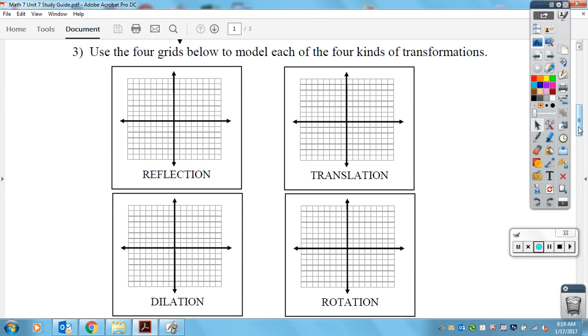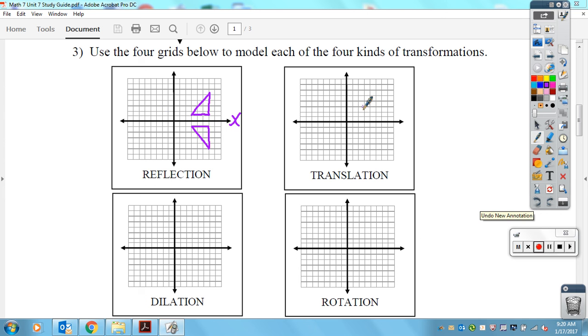Number 3 says to use the 4 grids to model the 4 types of transformations. You can do whatever you want. A reflection would be, well, it depends on what axis you're going through. Things to keep in mind, whatever shape you do, if I reflect it, make sure it's backwards, but more importantly, the same size, but also the same distance away from the axis. So if you're going to do a reflection through the x-axis, it can't be one way on this side and two ways on that side. It's got to be the same distance away. Again, this would not be an okay reflection because it's close here and far away there. It's got to be the same distance away.